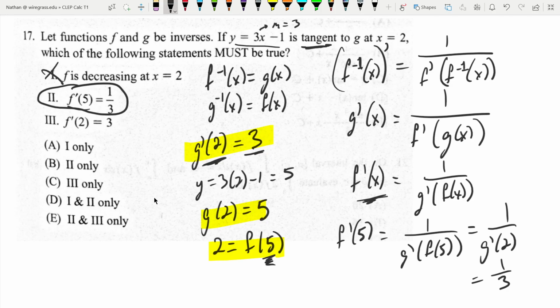Finally, we have f prime at 2. I already looked at that actually. We couldn't figure out anything about it. We found f prime of 2 equals 1 over g prime at f of 2, but we know nothing about f of 2. So there's no way of knowing this information. So it has to be B.